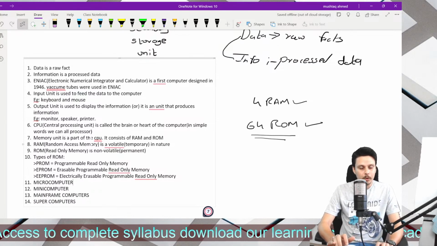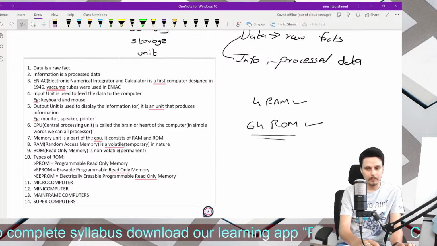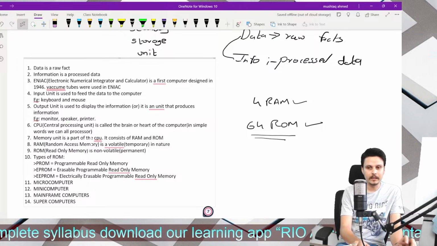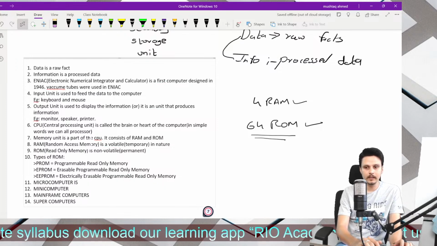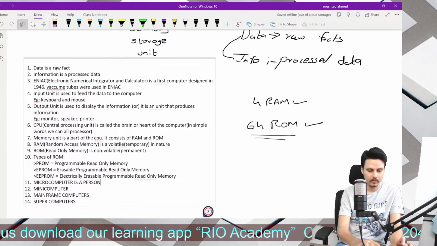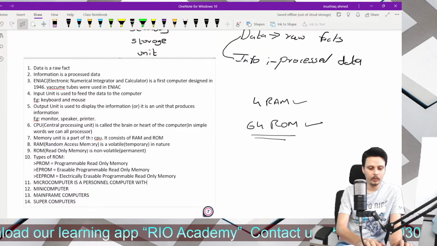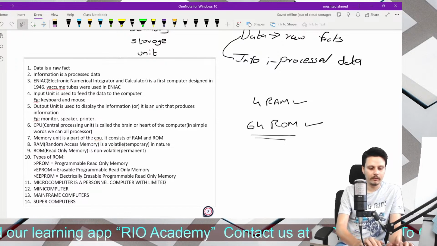What is a microcomputer? A microcomputer is a personal computer with limited facilities.